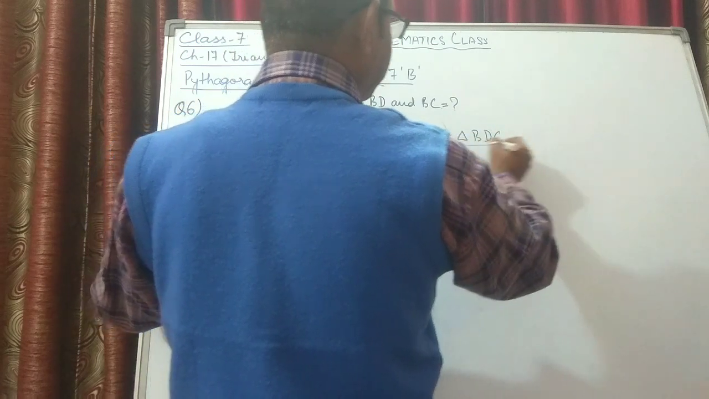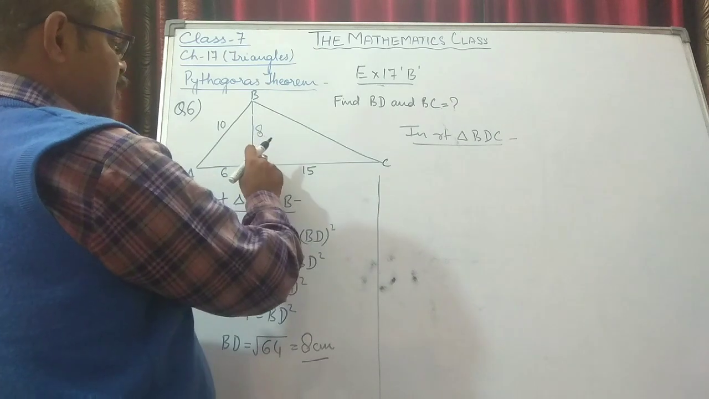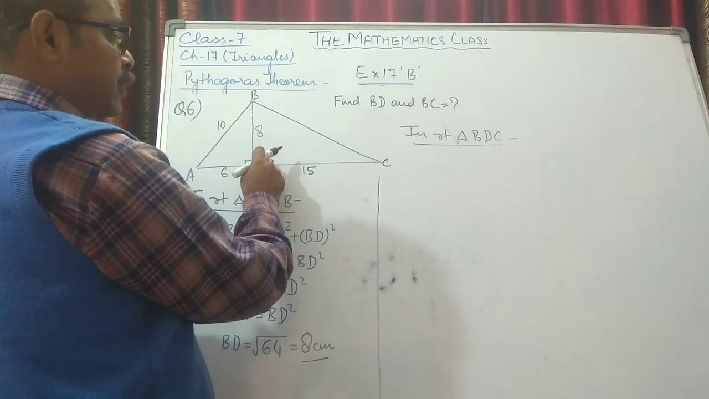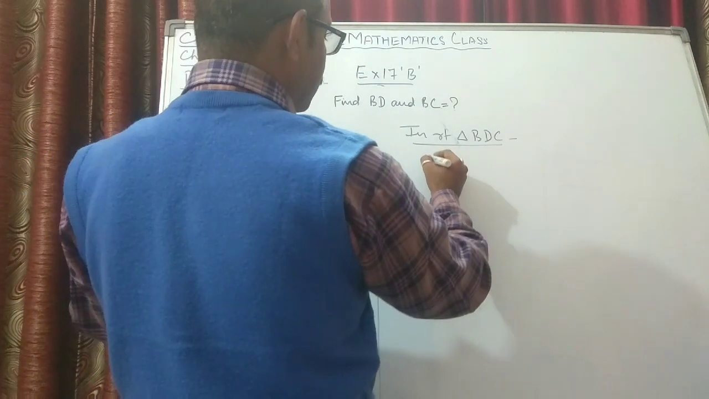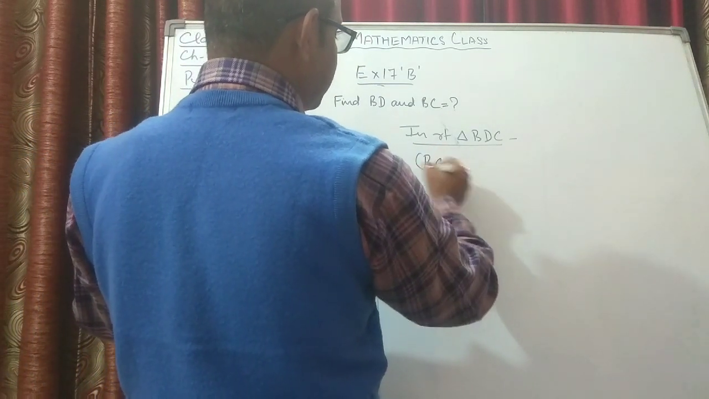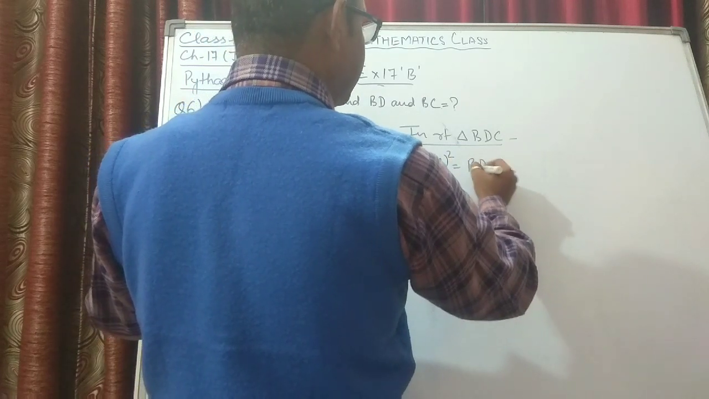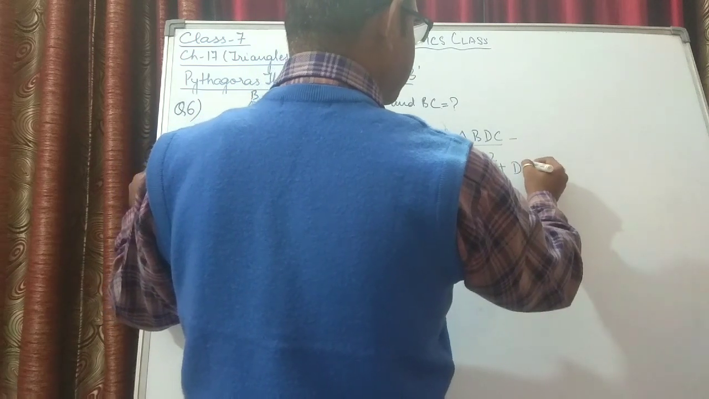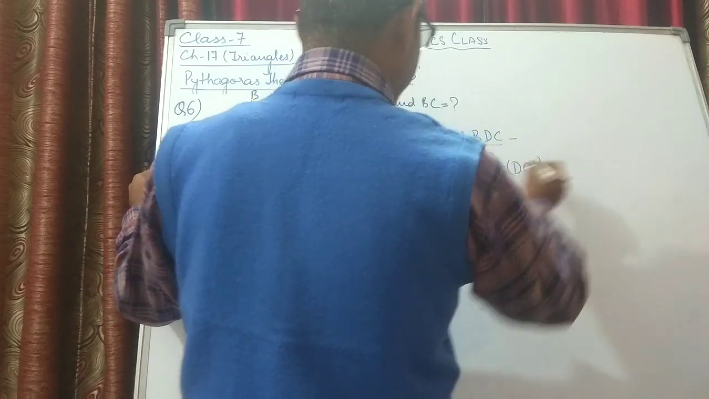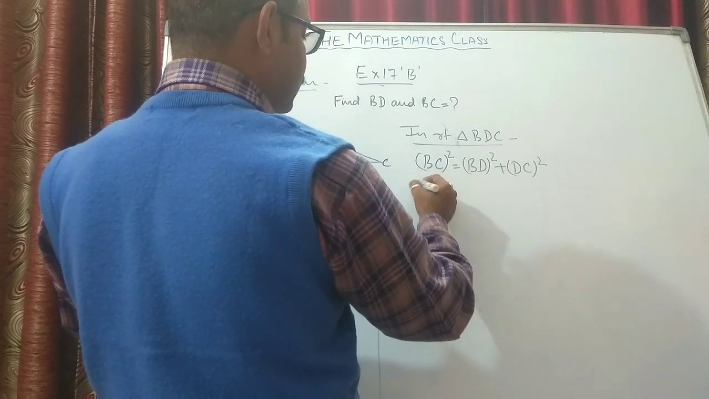In right triangle BDC, what do we get? This is the hypotenuse, because this angle D is 90 degrees, or a right angle. Opposite to it is BC. BC is the hypotenuse. So we will say BC square is equal to BD square plus DC square. Now, we have to calculate BC square, so we are not going to change anything in this.